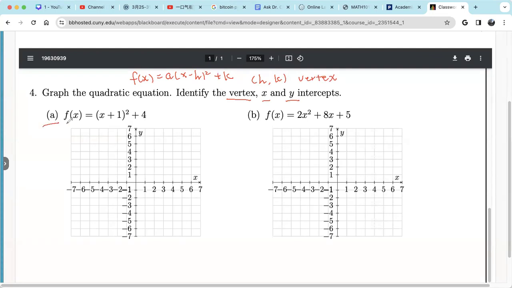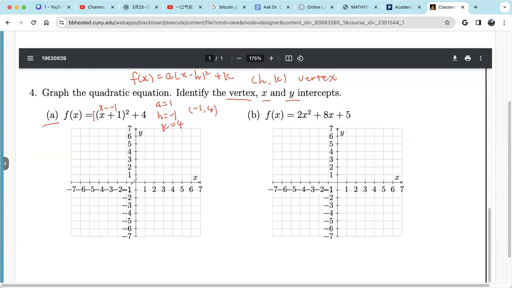So a in the vertex form, right? A is 1. H is -1 because we have x minus h, so this is x minus -1. And the k is 4 because we have plus k, so k is 4. So the vertex is -1, 4.